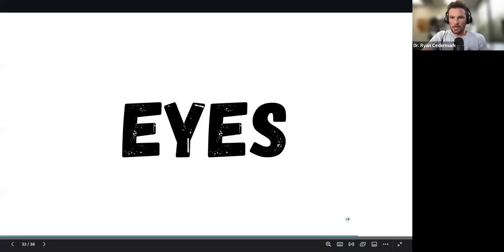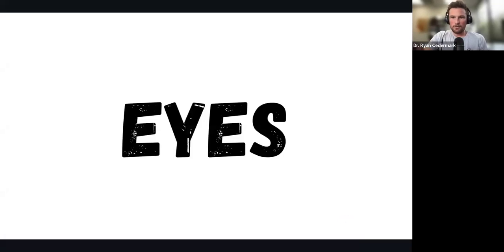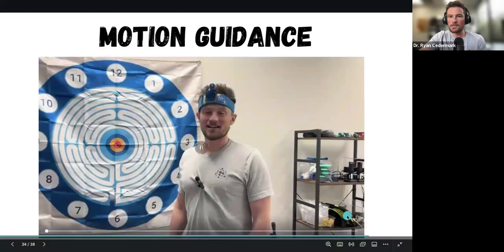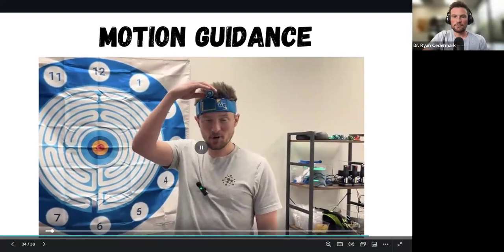Okay, last but not least are the eyes. There's several cranial nerves that are responsible for visual and then also for eye movements. We've got our oculomotor, which is cranial nerve 3. We've got cranial nerve 4 and cranial nerve 6 that all help with eye movements. I don't necessarily go straight into eye movements though.